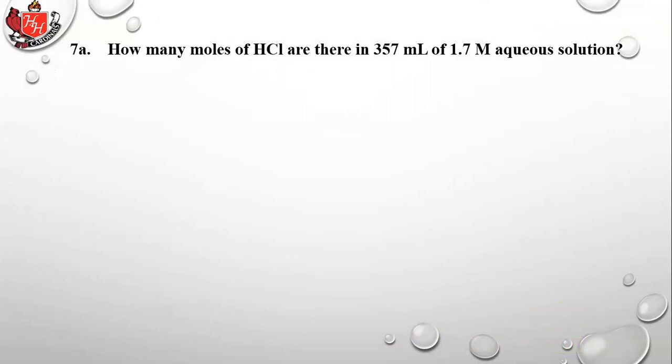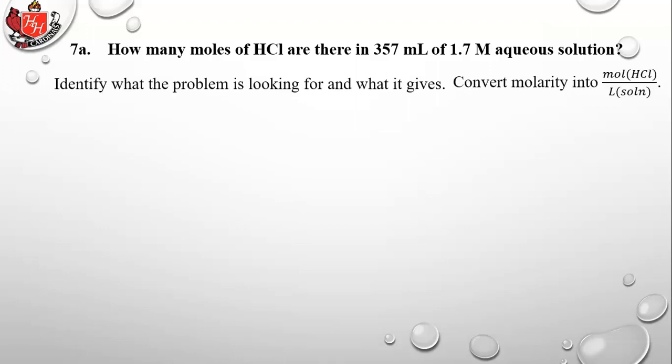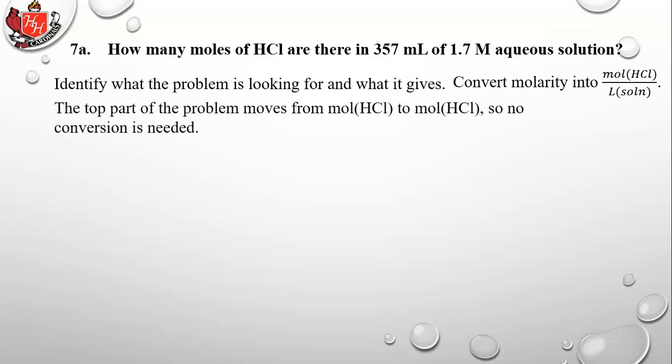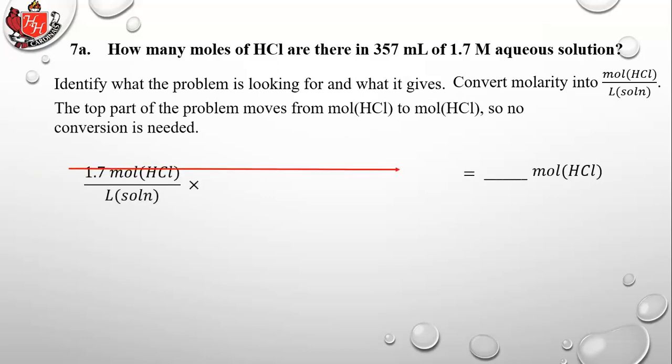Okay, next problem. How many moles of hydrochloric acid are there in 350 milliliters of 1.7 molar aqueous solution? So what's the question asking for? It's asking for moles of HCl. So identify what the problem is looking for and what it gives. Convert molarity into moles of HCl over liters of solution. The top part of the problem moves from moles of HCl to moles of HCl, so no conversion is needed. You see that right there.